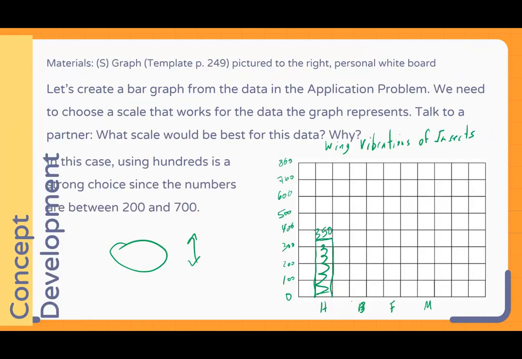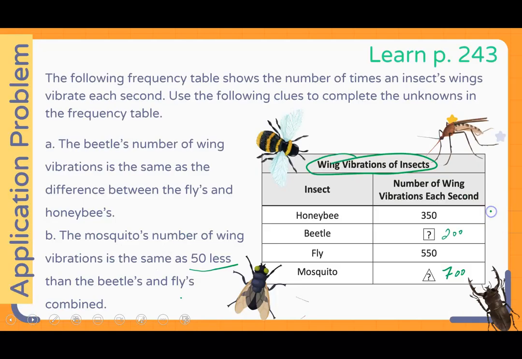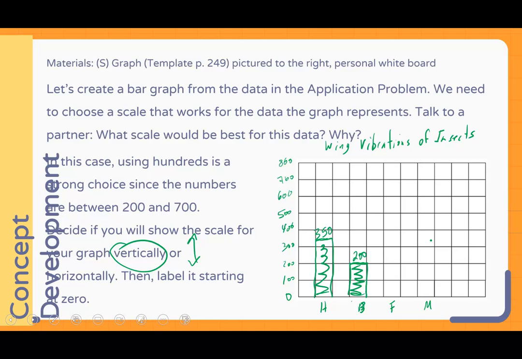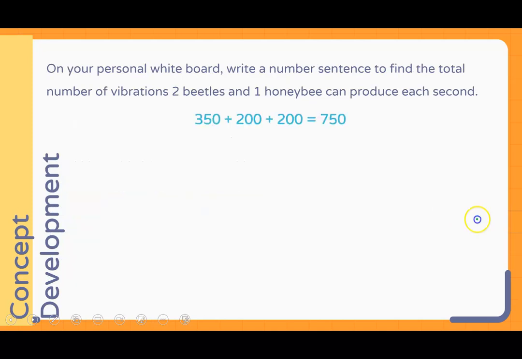Beetle was 200. Draw it, shade it, label it 200. Okay, let's go back. Fly is 450. So here's another one that's half, 450, between 400 and 500. Draw your lines, scribble, label 450.